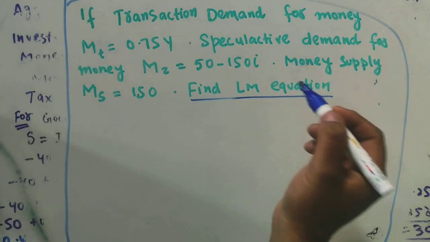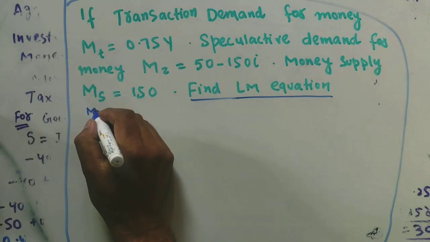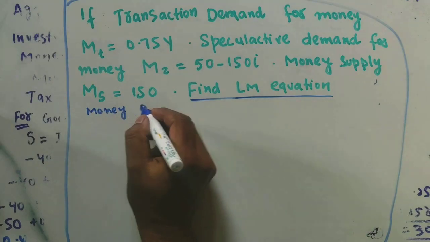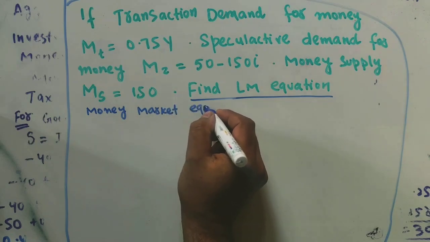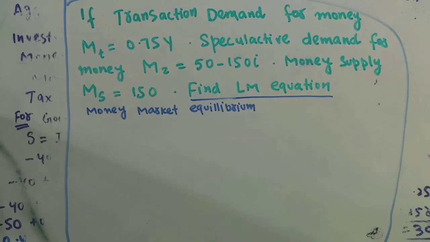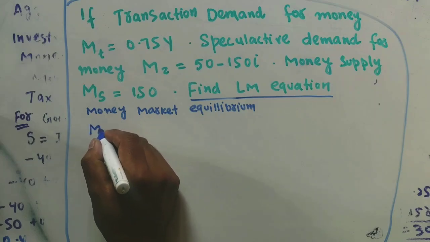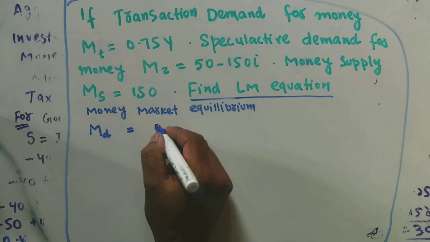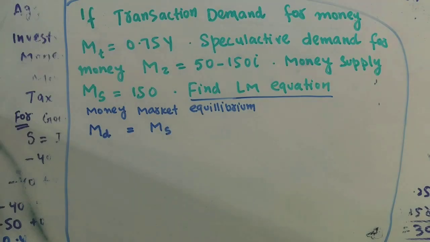Now what does the LM equation show us? It shows us money market equilibrium. Money market is in equilibrium when demand for money is equal to the supply of money. We know this very thing.